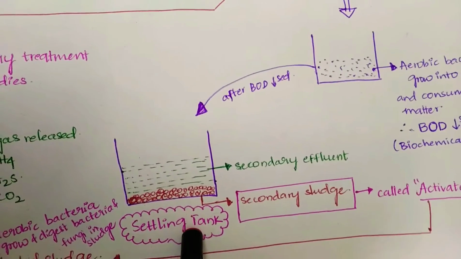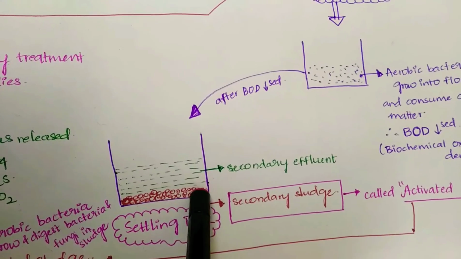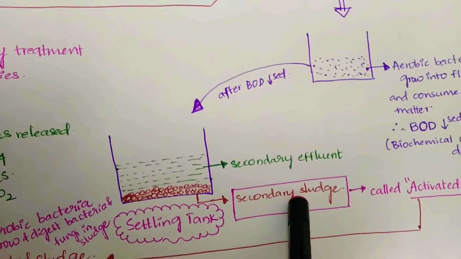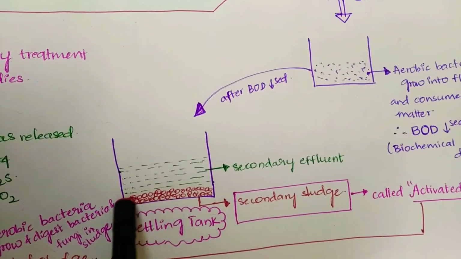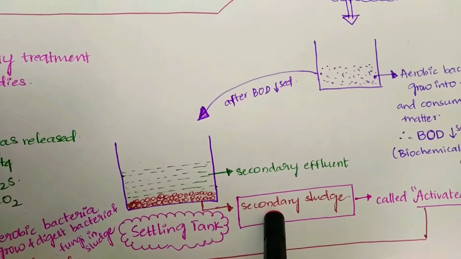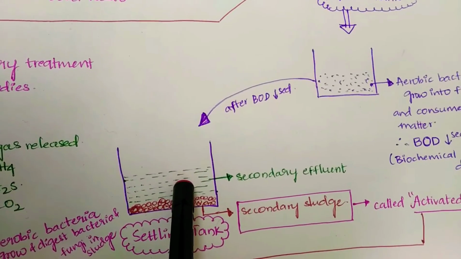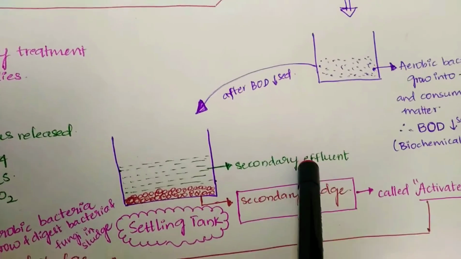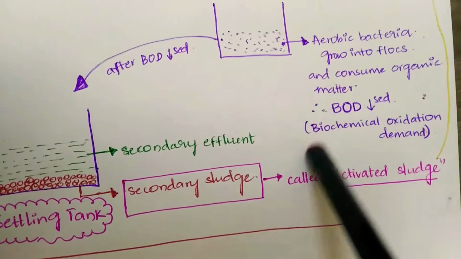In settling tanks, the water is again left for settlement. Then there is formation of secondary effluent and secondary sludge. What is sludge? Sludge means solid waste. All the solid waste present gets settled down at the bottom of the settling tanks, and the liquid portion or the lightweight substances keep floating, and it is called secondary effluent. The secondary sludge is also called activated sludge.